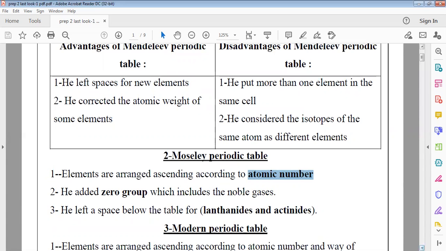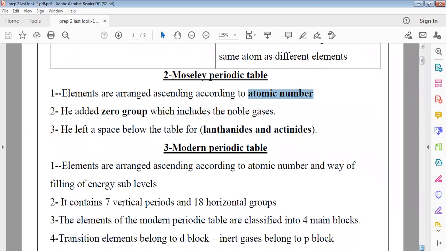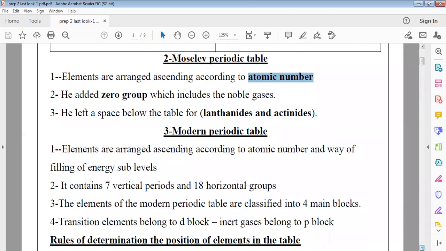After Moseley, who came next? The modern periodic table that we are using till now. We said earlier that in Mendeleev's time there were 67 elements. After that, scientists kept discovering new elements until we reached 118 elements discovered till now. Here in the modern periodic table including the 118 elements, the elements are arranged in ascending order according to atomic number, and what else, the way of filling energy sublevels. This is a new point, different from Moseley and Mendeleev.